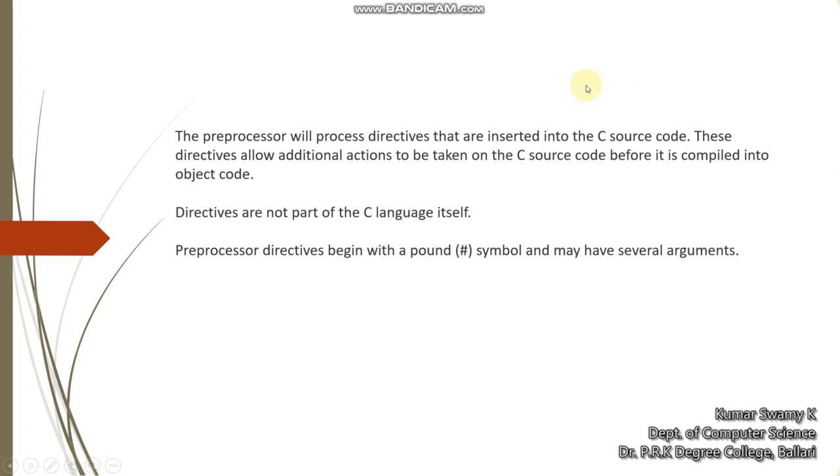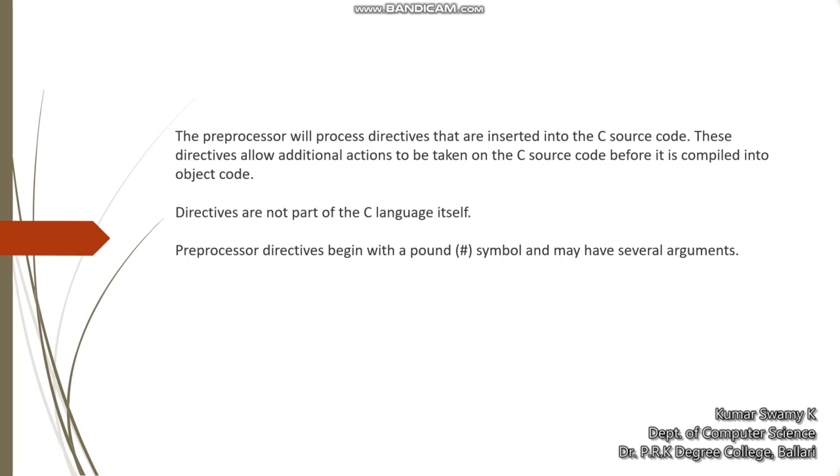In this slide also there is an explanation about a preprocessor. You can understand it. The preprocessor will process directives that are inserted into the C source code. These directives allow additional actions to be taken on the C source code before it is compiled into object code, as I have said before. These directives are not part of the C language. Preprocessor directives begin with the hash symbol, and they may have several arguments.